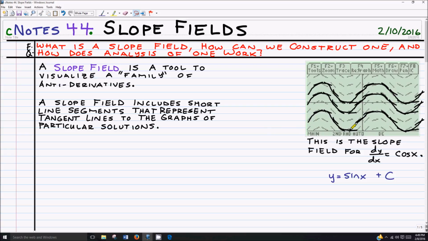Basically what we've got is a graph of a whole bunch of different sine curves. They're all vertical shifts of one another, and of course the reason is those are all the functions whose derivative is cosine. So in a sense, this is a way to visualize a bunch of different particular solutions that could potentially show up for a differential equation.